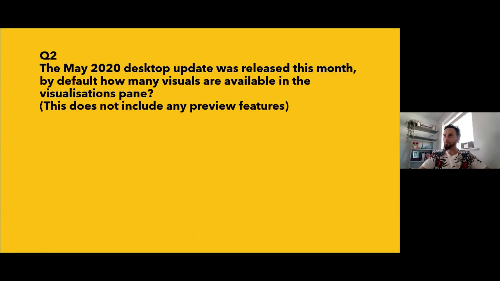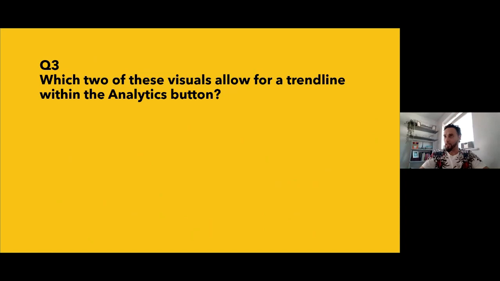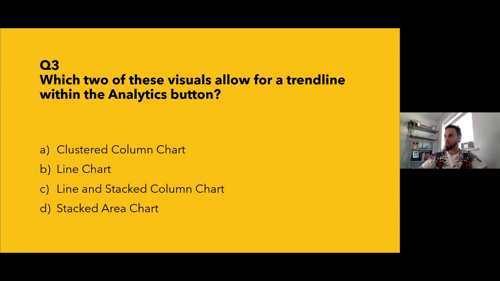Question 2. The May 2020 update was released. How many visualizations are available by default? The answer is D, 34. These are all the visualizations that you get: the bar chart, the line chart, etc. There's 34 by default. Never thought to really count them.